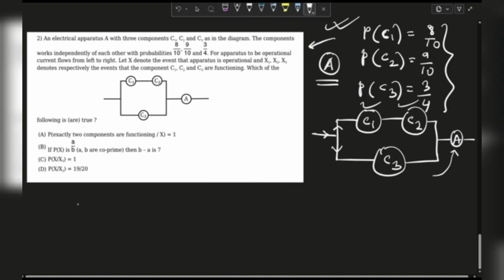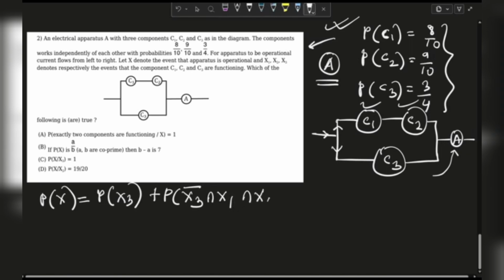So now we can write down the probability of X. I will write the expression; it would be better for you to understand. This will be probability of X3 plus probability of X3 complement intersection X1 intersection X2. Now you will ask me why. Basically because if component C3 works alone, the ammeter will obviously show a deflection.